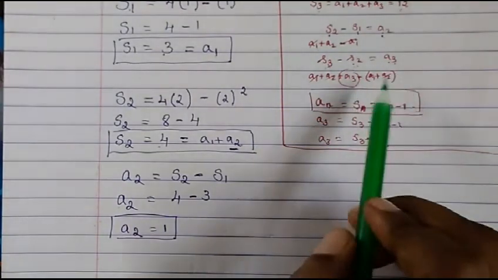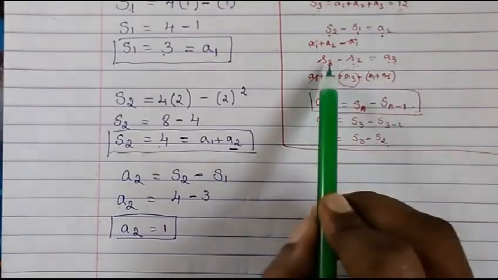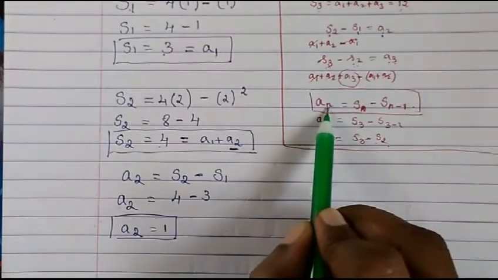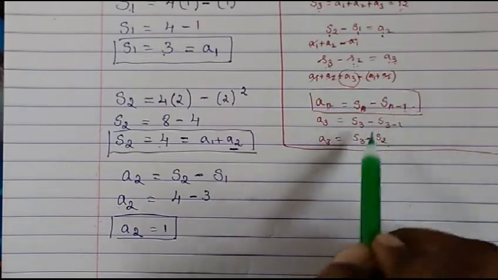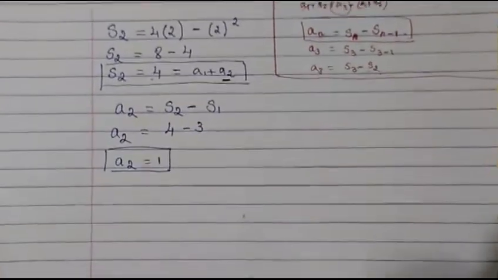So to get A4, S4 minus S3 will come. To get A5, S5 minus S4, because this is the general formula I explained to you. Whichever term you have to get, from that term you have to subtract 1. So we use this formula. For now, to get the third term, we already have the S2 and S1 values, so we can go for it.